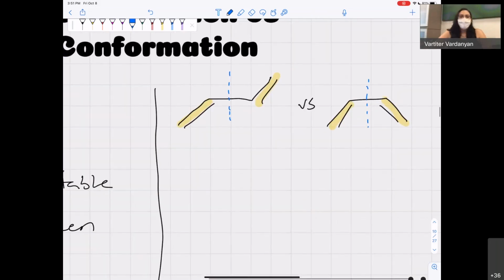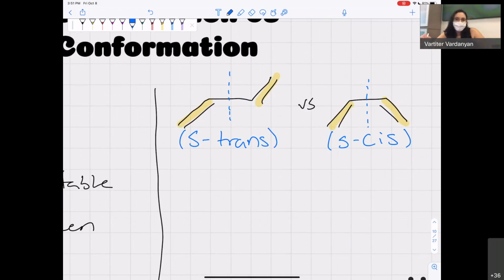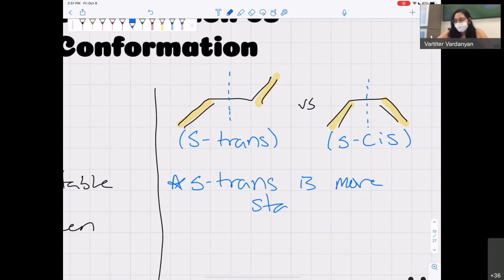And if the two double bonds are facing opposite to one another, we're going to call that S trans. And if they're pointed in the same direction, we're going to call them S cis. So here we're going to say that S trans is more stable, and that is true because of sterics again.